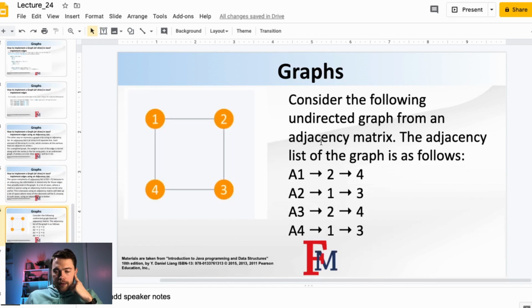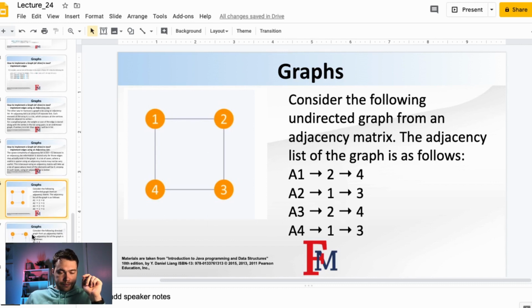Let's say you have a graph. The adjacency list would look like this. A1, what is it connected to? It's connected to 2 and 4. A2, what is that connected to? 1 and 3, so there is a list of 2 elements, 1 and 3. A3 is connected to 2 and 4. A4 is connected to 1 and 3.